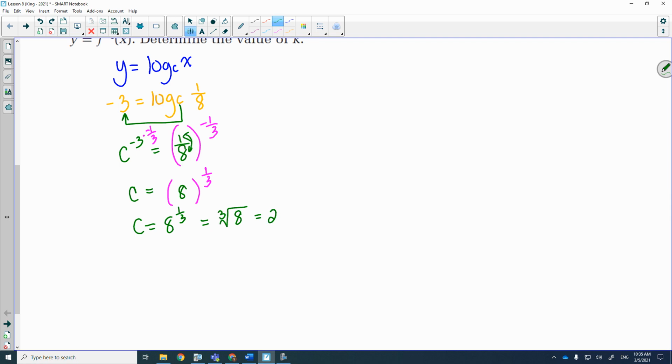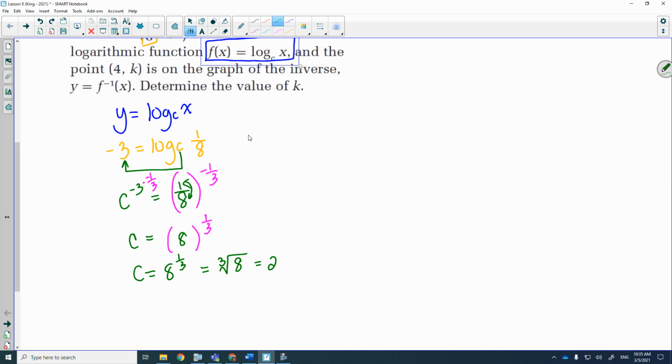So the purpose for giving that point was they want you to plug it in to figure out this remaining variable here, which is c. So now let's rewrite this log function because now I know what the base is. So y is equal to the log base of 2 of x.